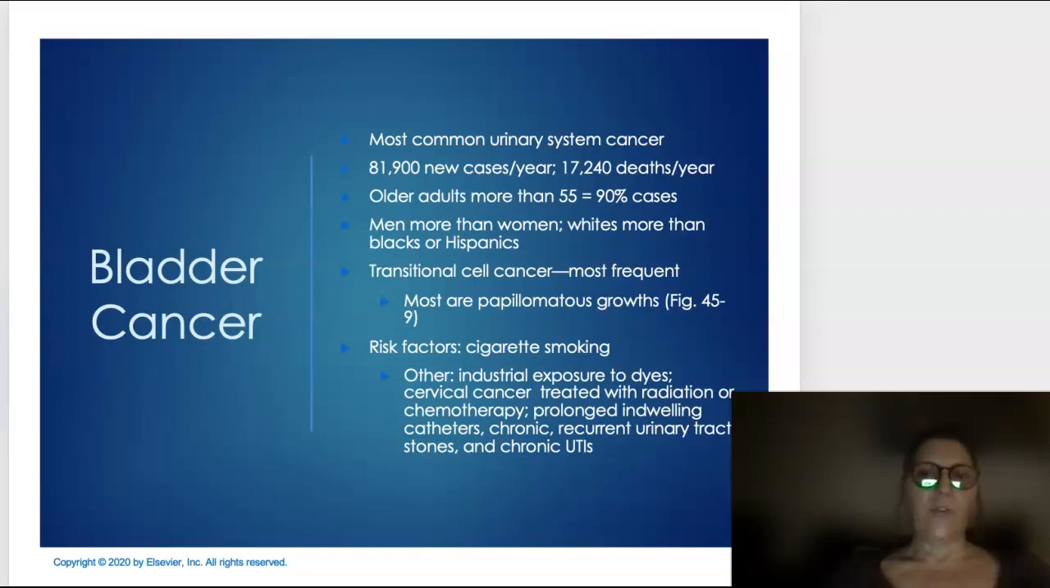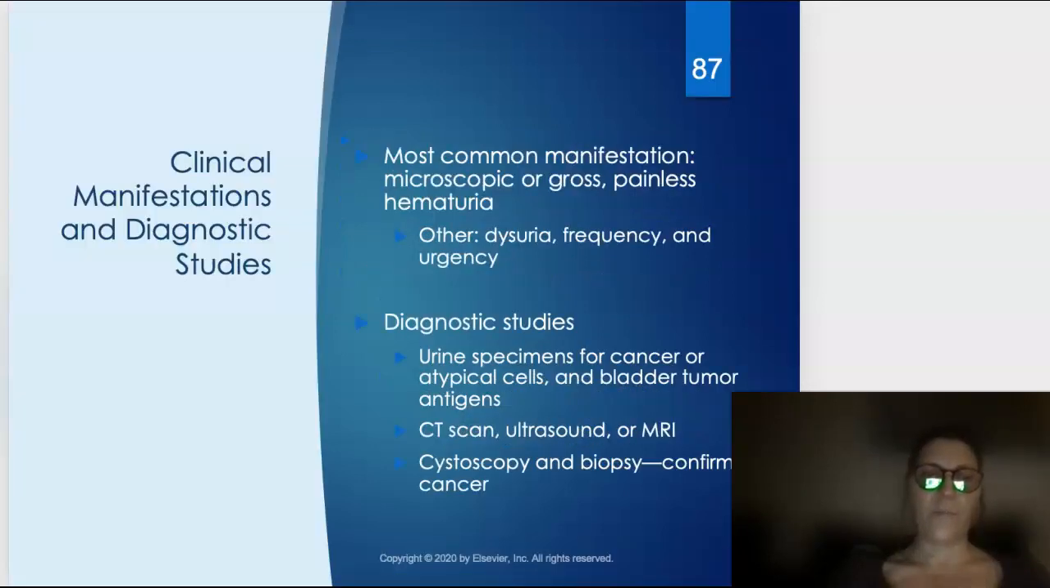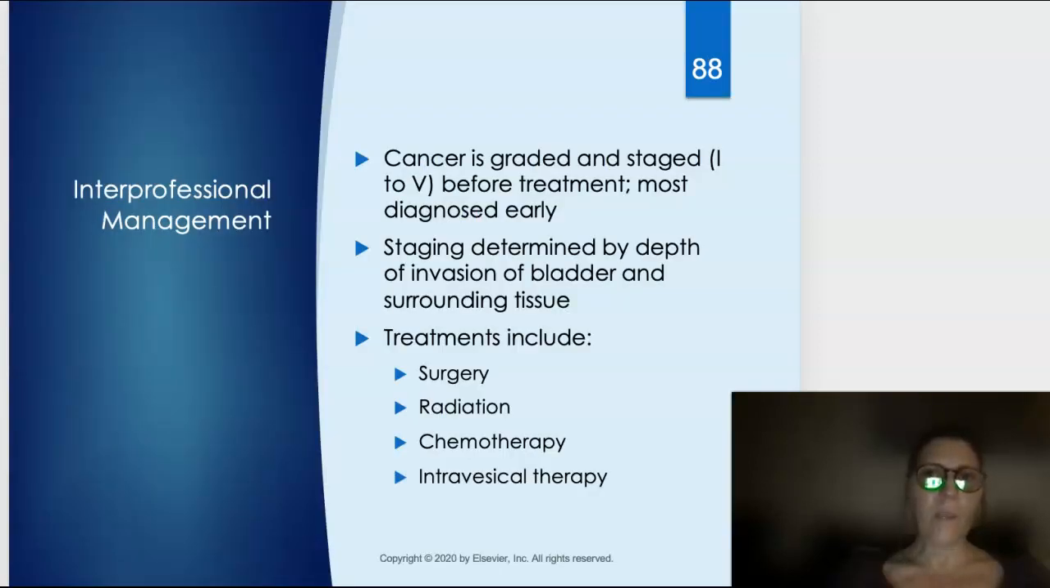Other risk factors are industrial exposure to dyes, cervical cancer treated with radiation or chemotherapy, prolonged indwelling catheters, chronic recurrent urinary tract stones, and chronic UTIs. The most common manifestations are microscopic or gross painless hematuria. Others are dysuria, frequency, and urgency. For diagnostics, we're going to look at urine specimens for cancer or atypical cells and bladder tumor antigens. We're going to do scans. We're going to do a cystoscopy and biopsy to confirm cancer. The cancer is graded and staged 1 to 5 before treatment. Most are diagnosed early.